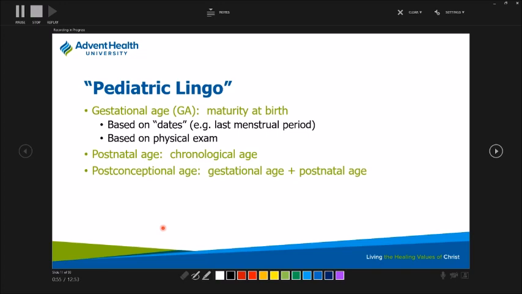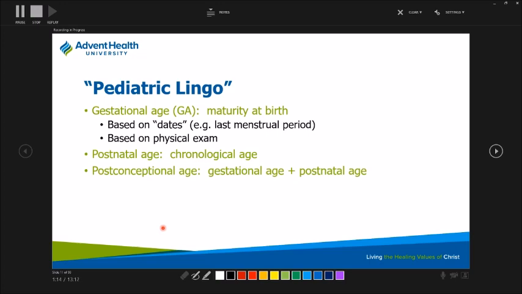What's the postnatal age? We'll look at it in a second. But right, postnatal, just the chronological age, right? Once they've been born, so are they 2 days old? Are they a week old, right? Post-conceptional is just kind of the two put together. That one you don't use as frequently, but keep that in mind, right? So by looking at that, you can change your drug dosing pretty significantly.